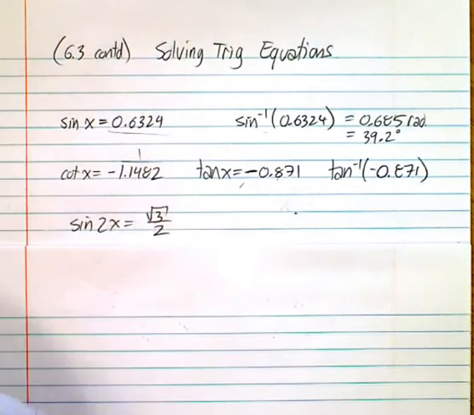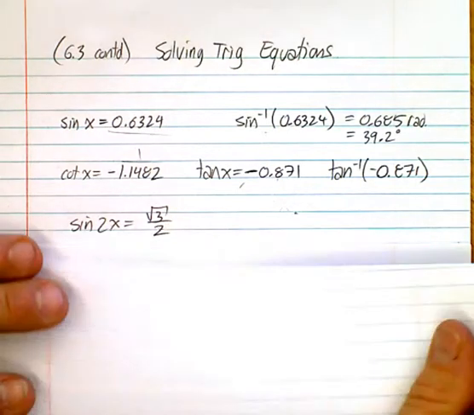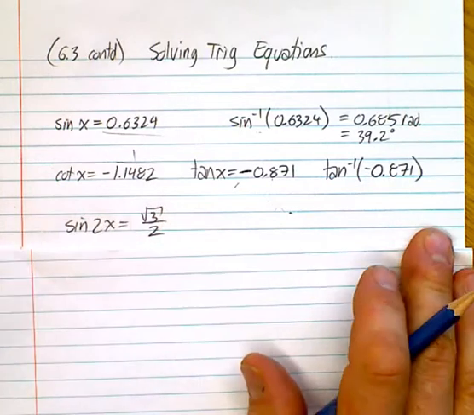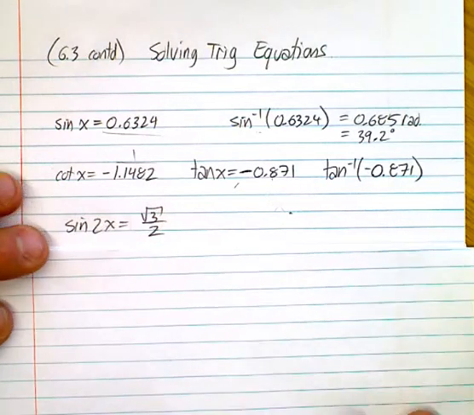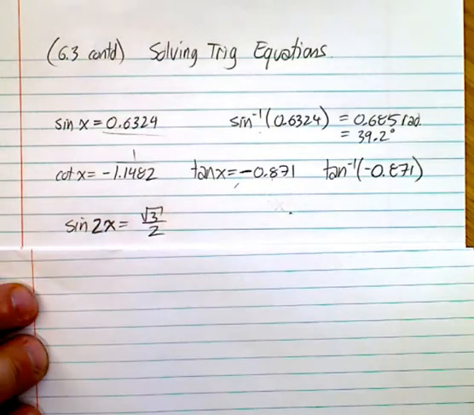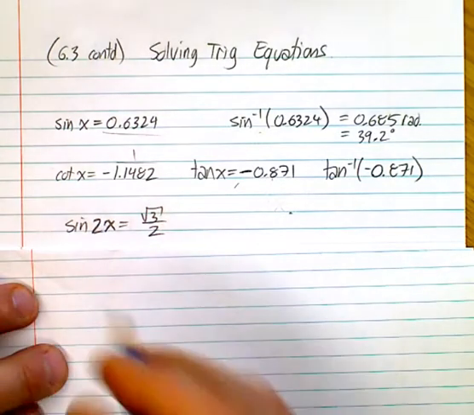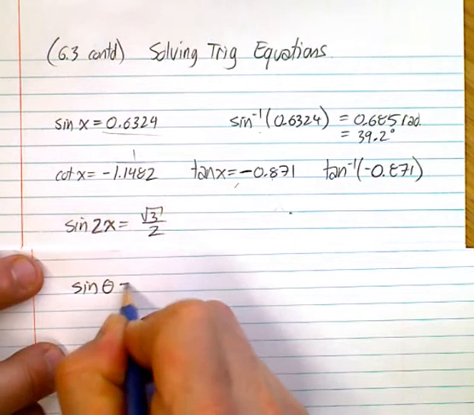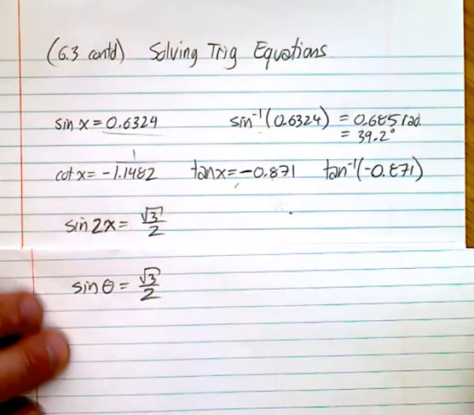We're going to be looking at a different situation, folks, and this is kind of the next step, the evolution in solving equations, right? We've got a 2x here. Makes it a little trickier, but let's just think of it as a theta, okay? So you can actually think of it as sine theta is root 3 over 2. And then we solve this.